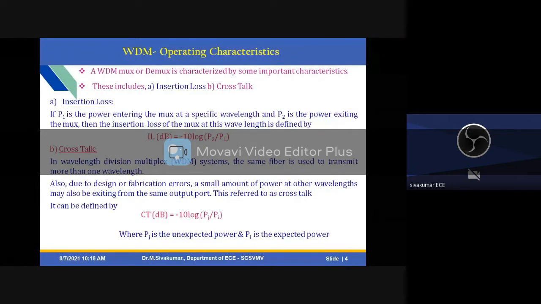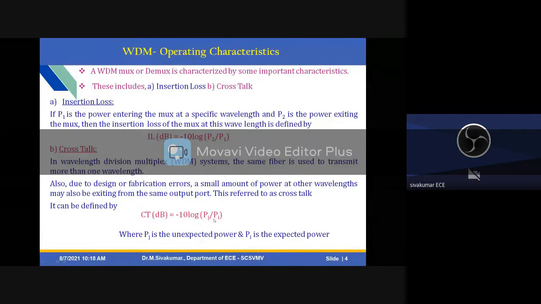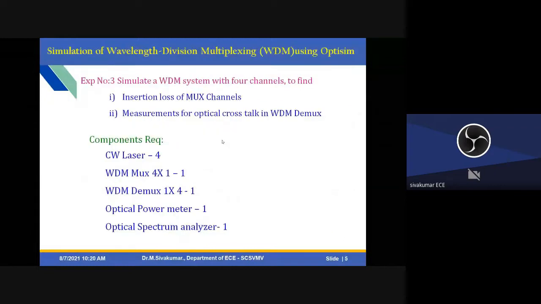Okay, let us see at the time of calculation whether the crosstalk is coming out negative or positive. Normally, PJ is nothing but the unexpected power, and PI is nothing but the expected power. In this manner, you calculate the crosstalk and insertion loss. These are the operating characteristics of the wavelength division multiplexing technique.